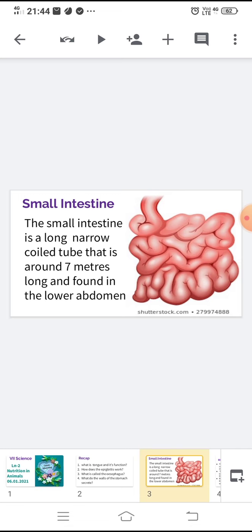Do you know about the structure of the small intestine? The small intestine is a long, narrow coiled tube that is around 7 meters long and found in the lower abdomen. Can you tell me, where does most of the digestive process take place? The greater part of digestion and absorption takes place in the small intestine.